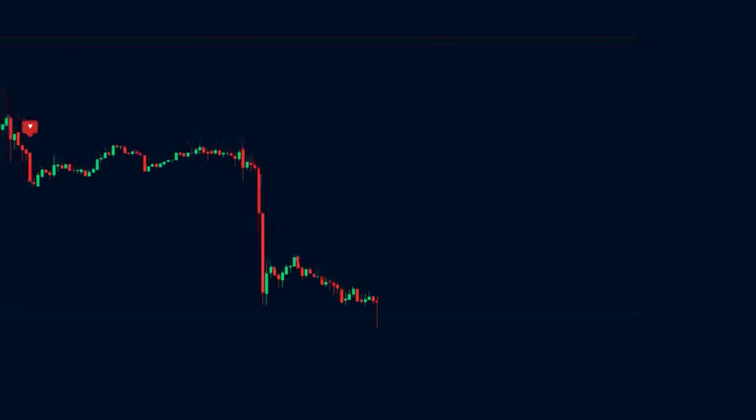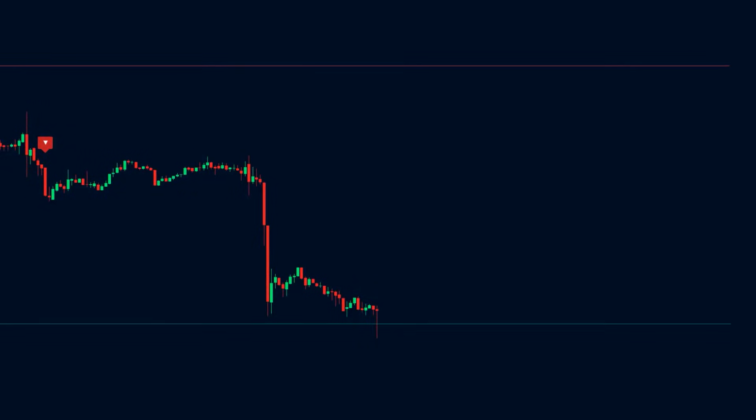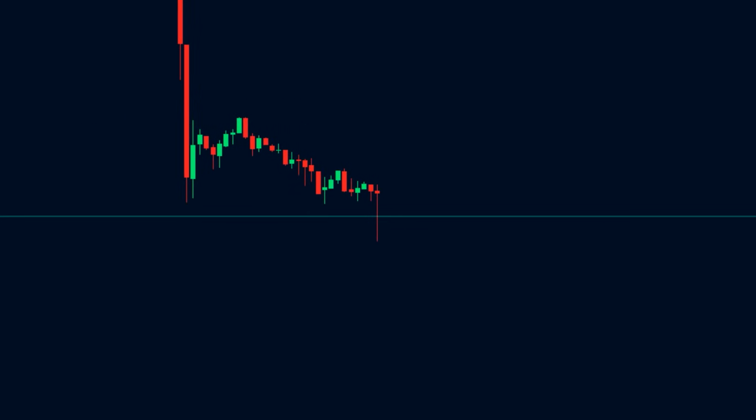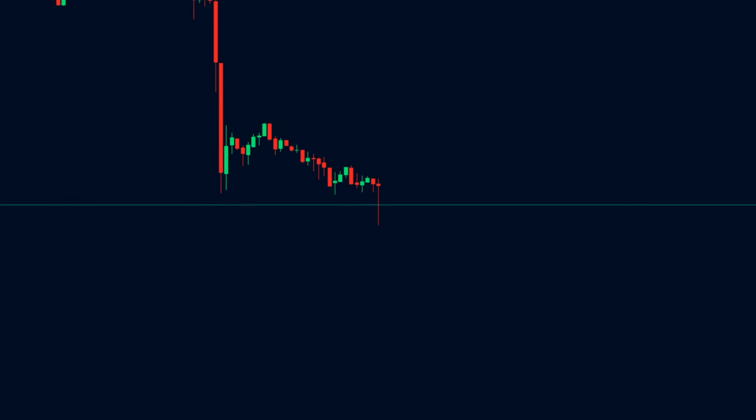The setup was simple. We waited for price to reject a daily time frame support level, then used the SFX algo indicator for extra bullish confirmation. Once price pulled back to an area where we could get a better entry, we took the buy.